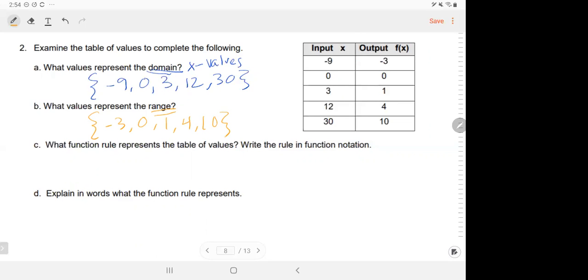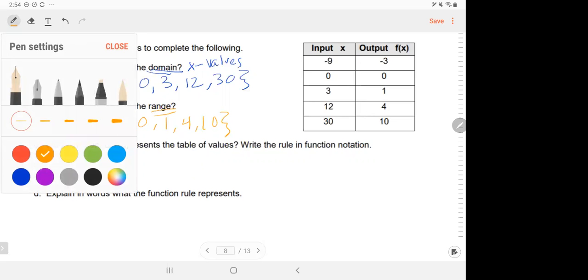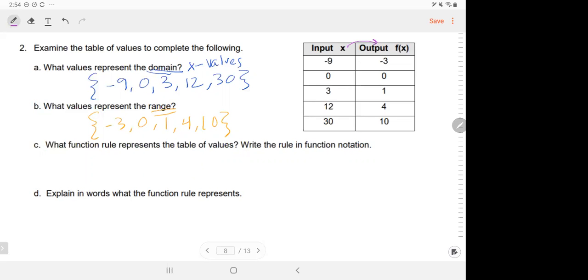Now it's going to ask what function rule represents the table of values. So now again, I'm going to have to try and figure out, how do I get from x to f of x? How do I get from the input to the output? So from -9 to -3, here I'm just adding 6. So let's see if that works again. Oh, from 0 to 0, I can't add 6 to get from 0 to 0. I can't add 6 to get from 3 to 1. So that rule is not going to work. So I'm going to backtrack there.